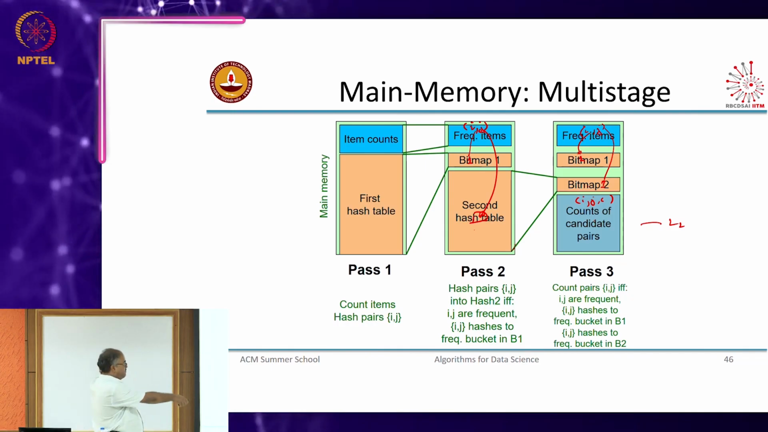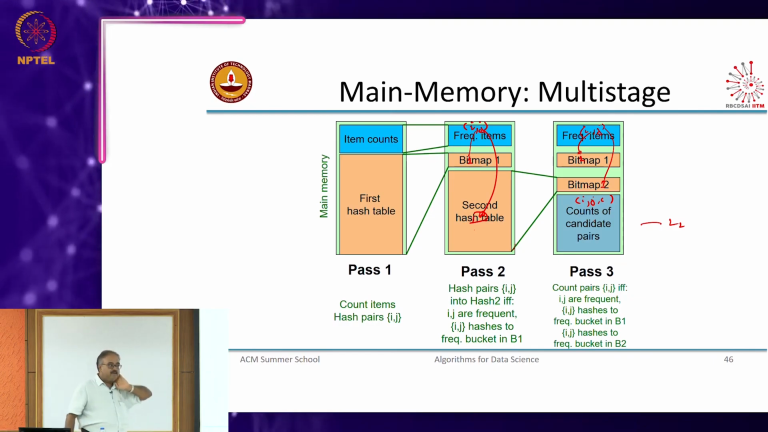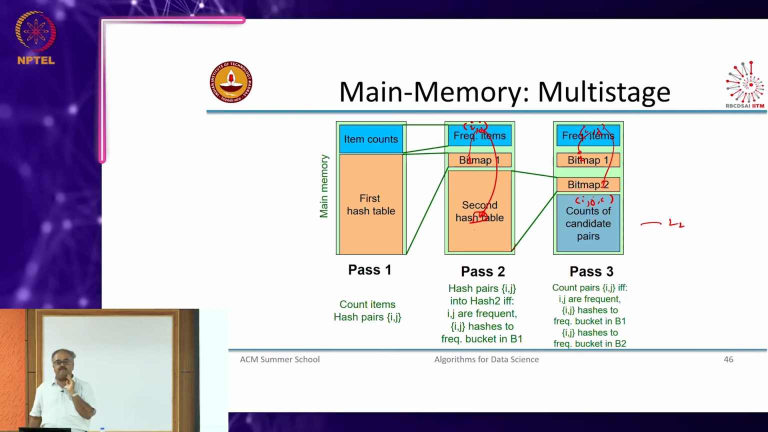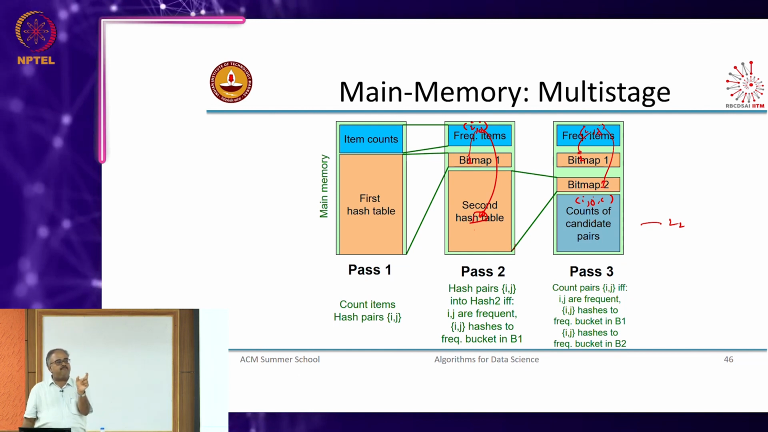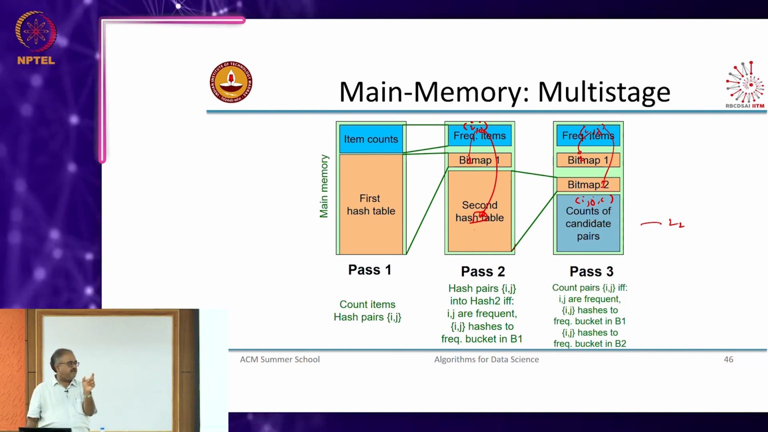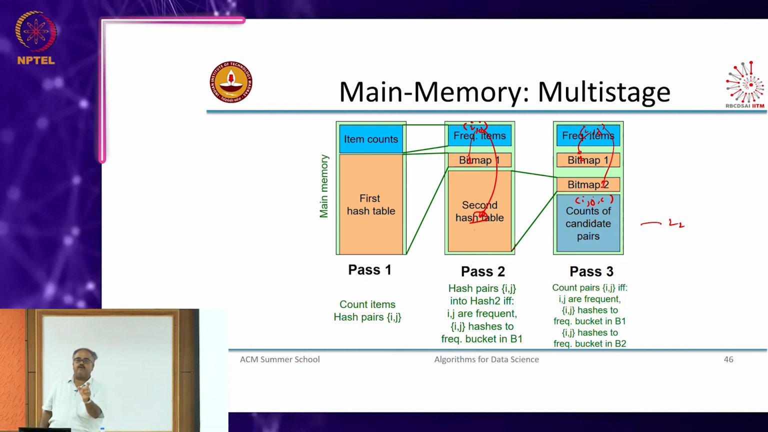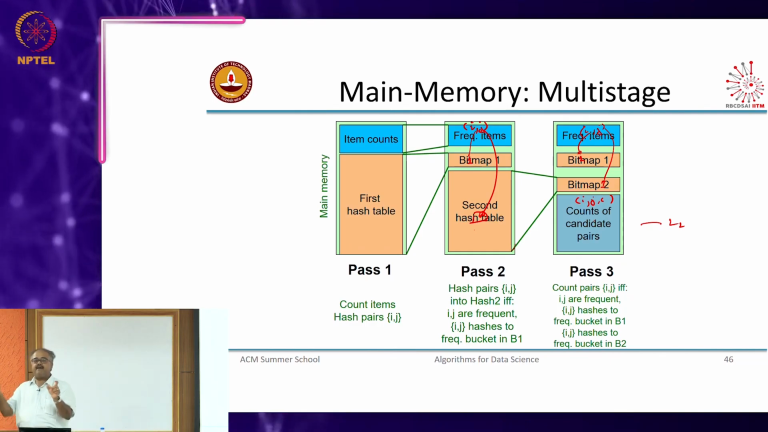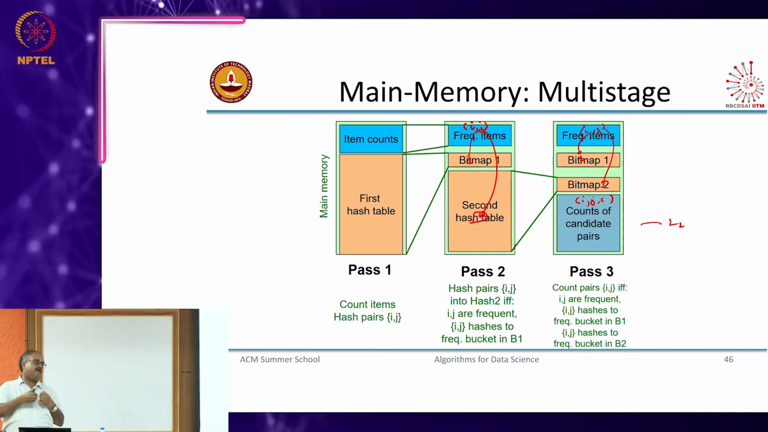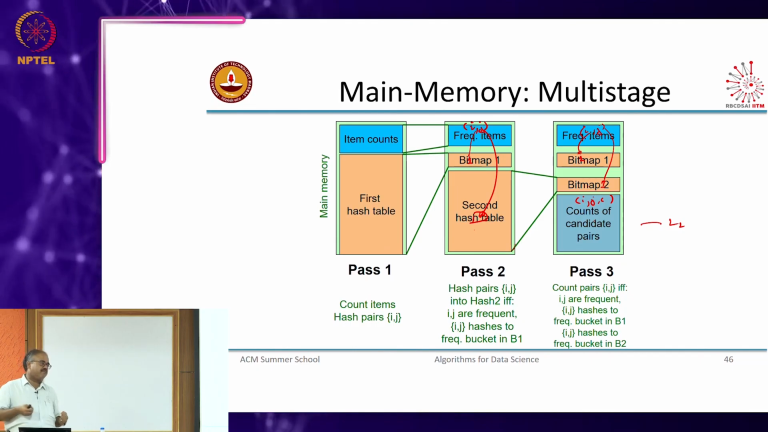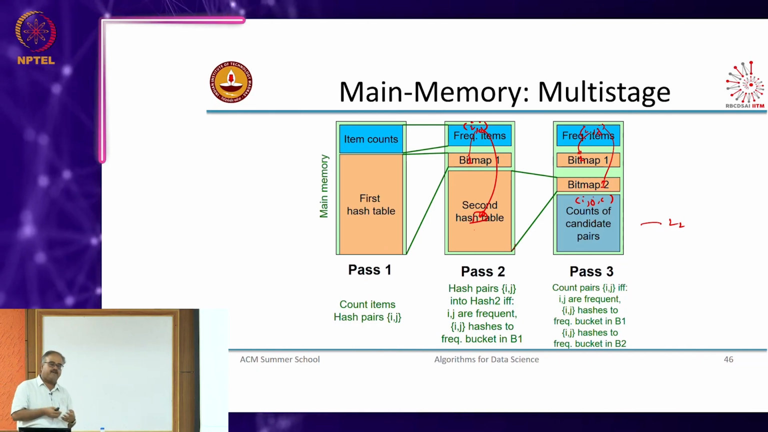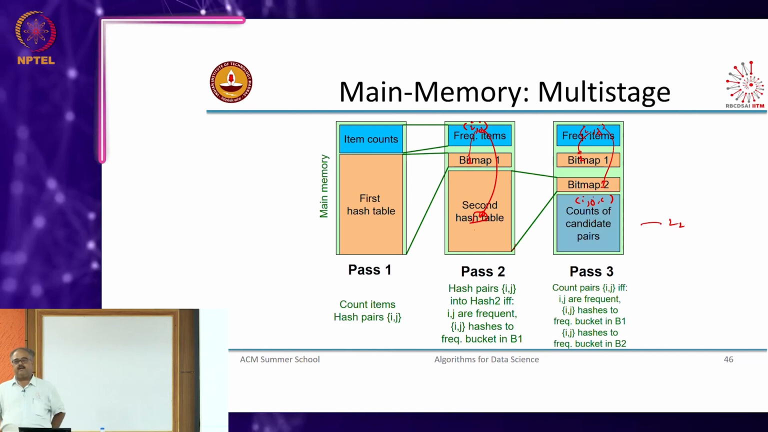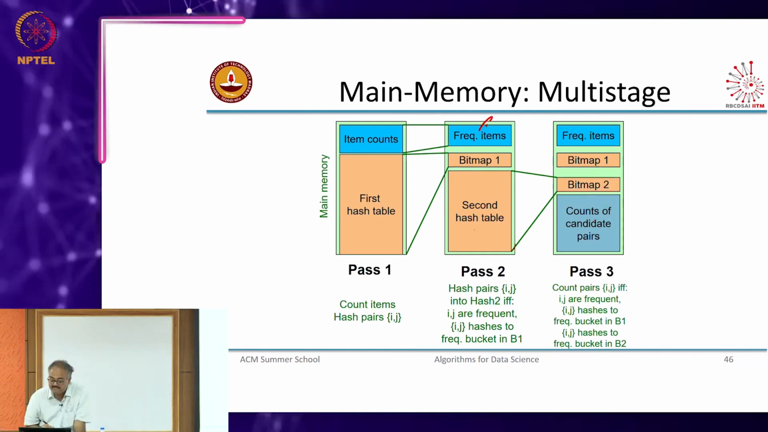So first I will check in bitmap 1. By checking in bitmap 1, I know whether I have actually counted this pair in pass 2 or not. You get that? If I have counted this pair in pass 2, then I will check whether the count happened to be in a frequent bucket. If it did, then I add it to the items to be counted.